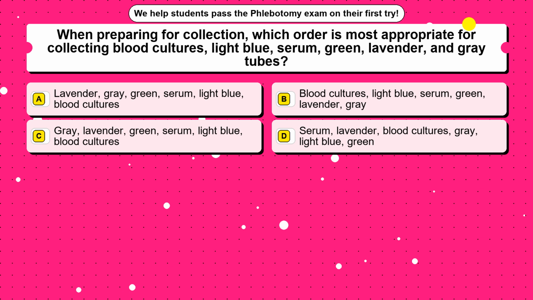Option B, blood cultures, light blue, serum, green, lavender, gray. Option C, gray, lavender, green, serum, light blue, blood cultures. Option D, serum, lavender, blood cultures, gray, light blue, green.